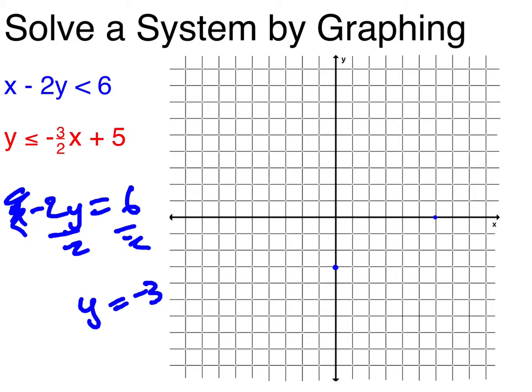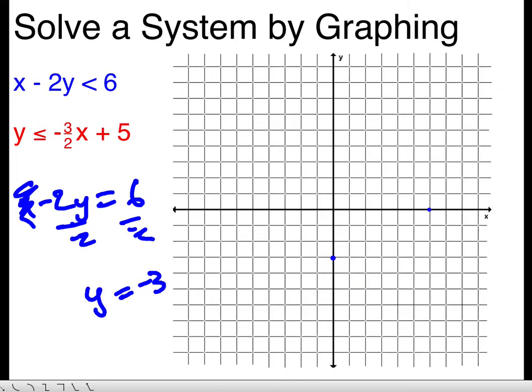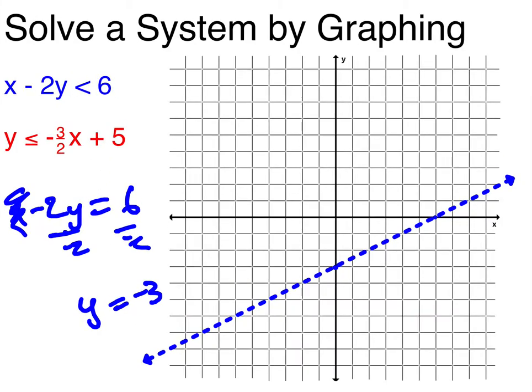I'm going to use my line tool. I'm going to use a dotted line. See if you can remember why I might use a dotted line. Okay, so in this case I'm using a dotted line because we have this inequality sign. It's just less than. It's not less than or equal to, it's just less than.